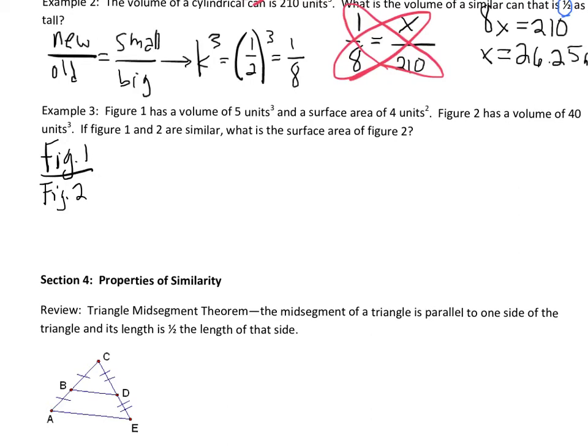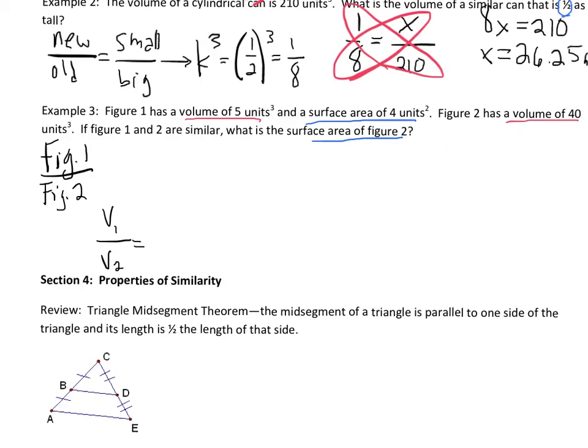Okay, so it told me that there's a volume of 5 and a volume of 40. And then it said there was a surface area of 4, and it wants me to find the surface area of the other. So I'm going to need to find first, by comparing the volumes, my k. So I can figure out what k cubed is, because I can think about the volume of 1 over the volume of 2.